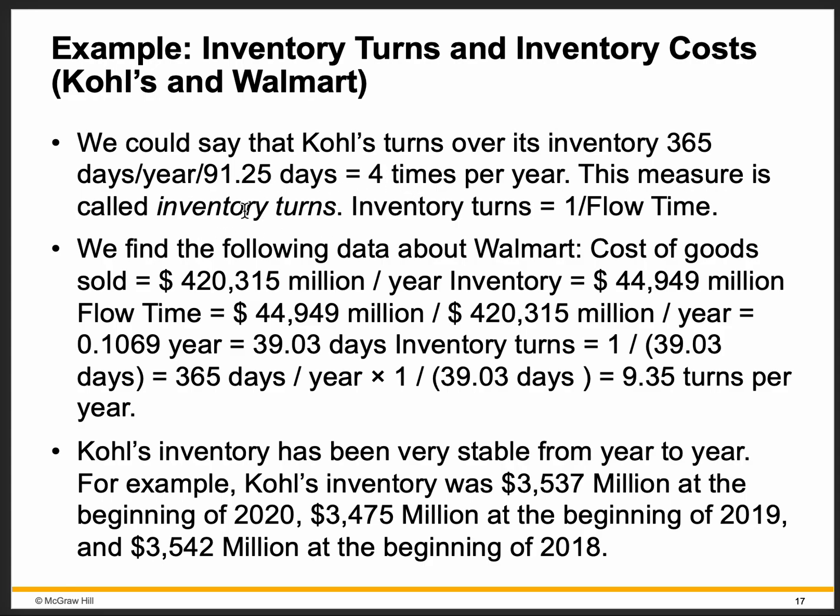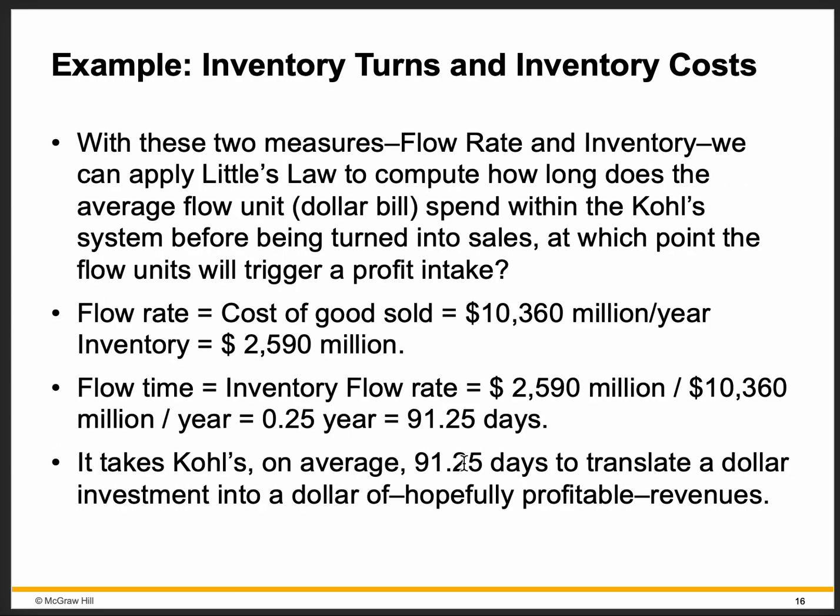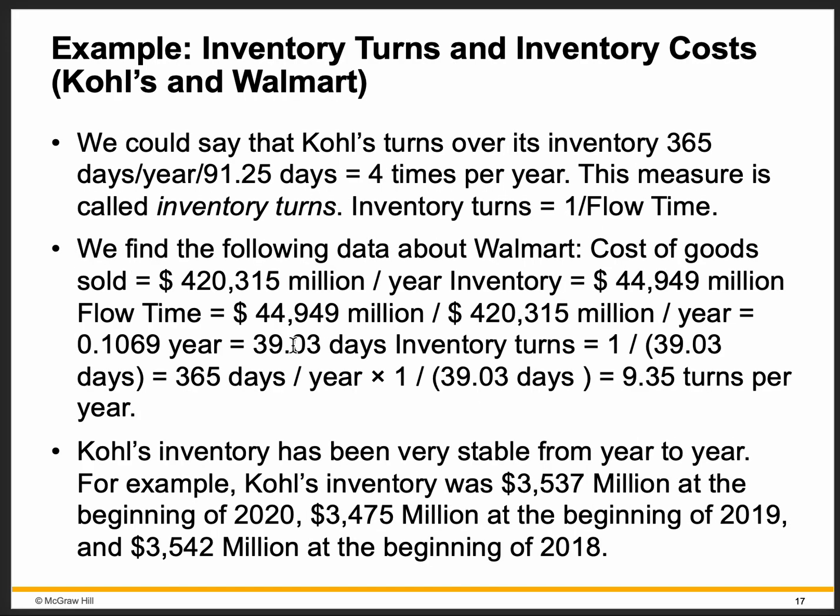So it's 4 times a year approximately. This measure is called inventory turns, and basically you can think of it as 1 divided by flow time, because flow time is 91.25 days, and 1 divided by 91.25 days will give me inventory turns per day. But we don't want inventory turns per day. We want it for the whole year. We multiply that with 365, so that's why we get it as 4 times a year.